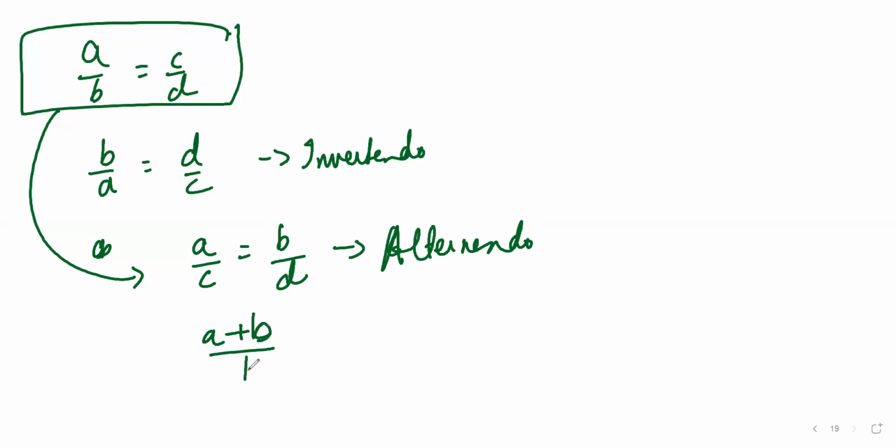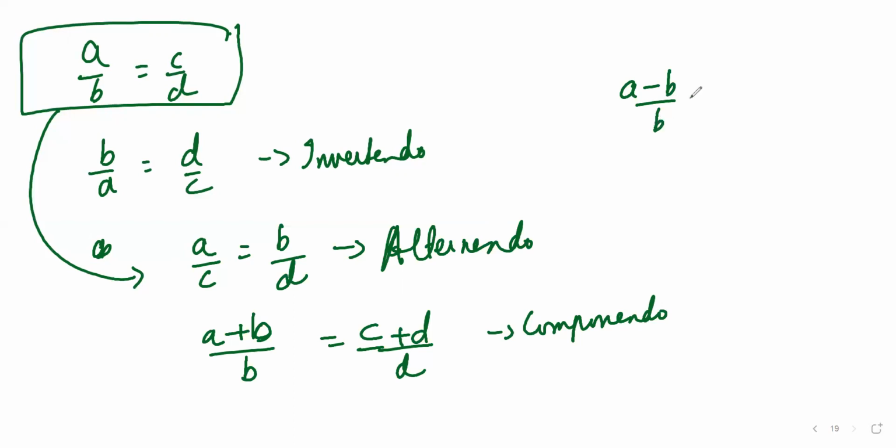What I've done is I've added 1 to both sides: A plus B by B is equal to C plus D by D. C by D, I'm adding 1 to both sides. So this is componendo. Likewise, when you subtract 1 from both sides, you get A minus B by B is C minus D by D, which is dividendo.